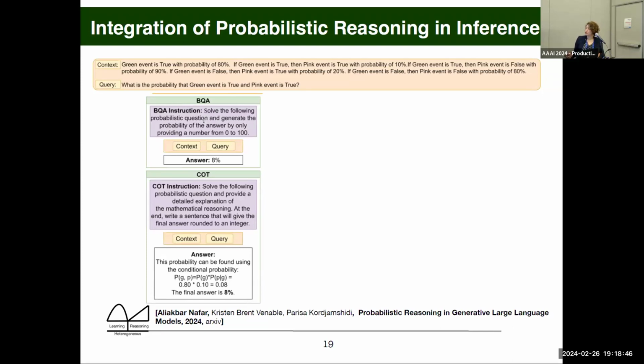Here we did the usual practice. Let's do just prompting: give the question, give some instructions, solve the following probabilistic question and generate the probability of the answer, only provide a number between 0 and 100, and then give the context and the query and the answer as an example. Or do chain of thought, give me the process of reasoning and give an example of the computation also, and then ask the model to answer. So these types of few-shot or chain-of-thought prompting, actually with GPT 3.5 and GPT 4, were really near random. So the models couldn't really infer the probabilities.